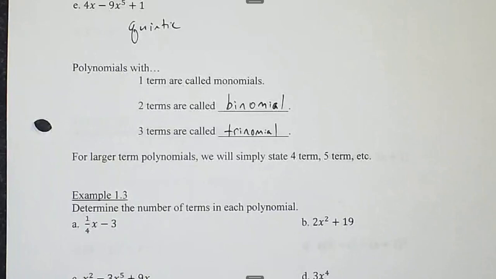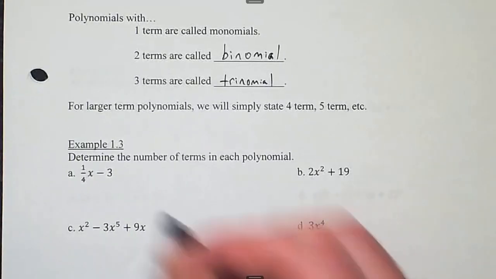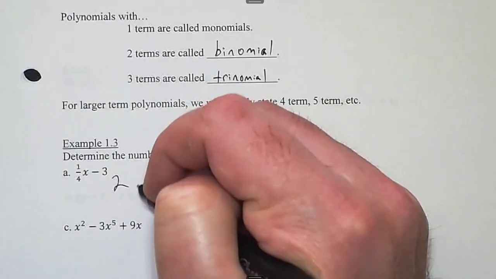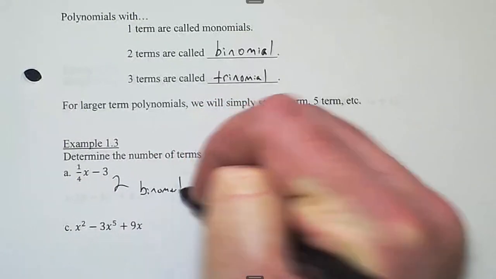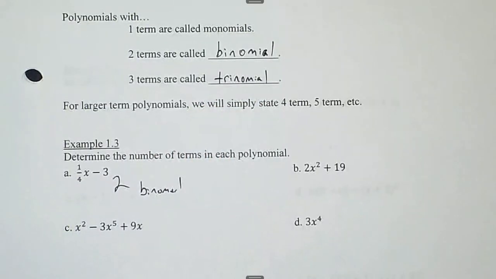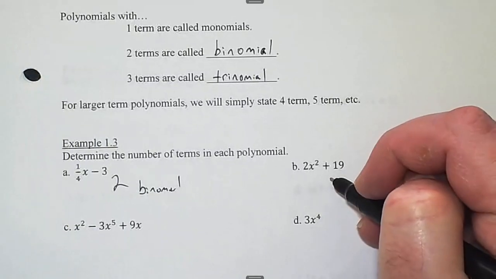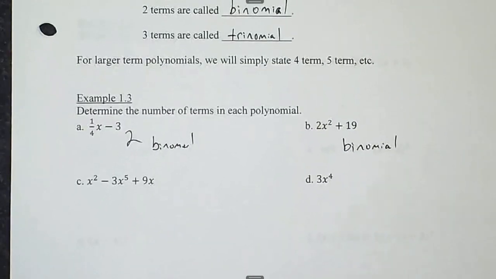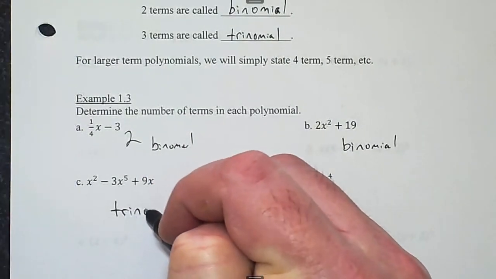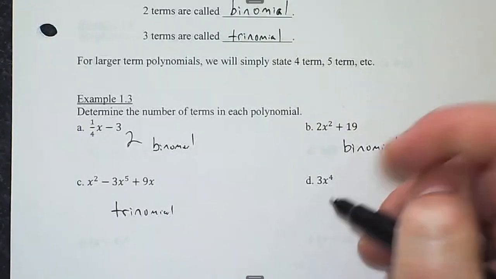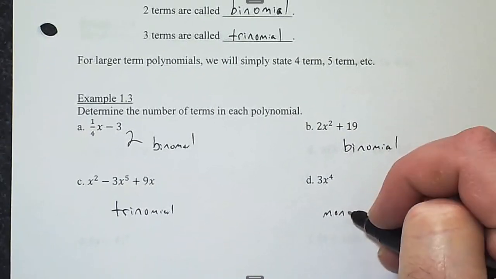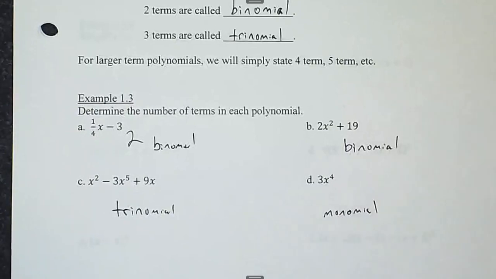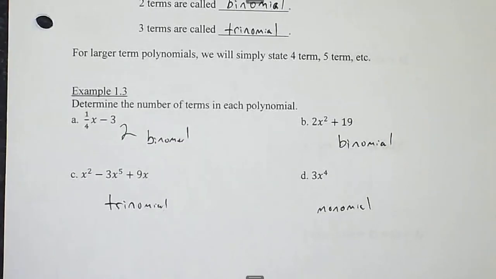All right, let's determine the number of terms in each polynomial. This has 2 terms, so it is a binomial. Specifically, we could call that a linear binomial. This is a quadratic binomial. This is a quintic trinomial. And this is a monomial. Even though it's got a 3 and an x to the 4th, it's just 1 term. Remember, terms are separated by pluses and minuses.